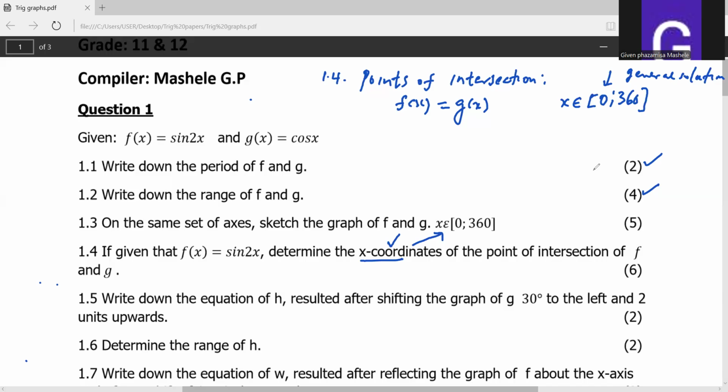If you are getting confused here, go through the video of the general solutions. But what you're going to do, you're going to say, okay, we have sine 2x.